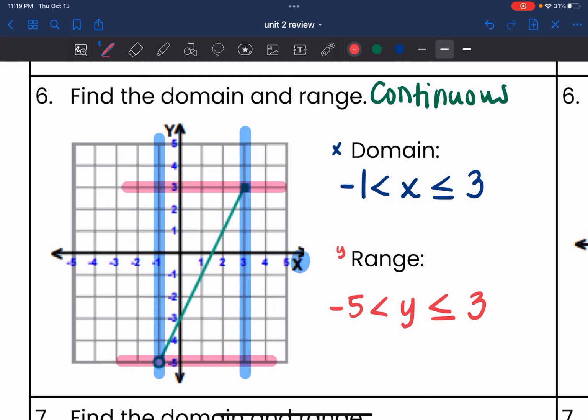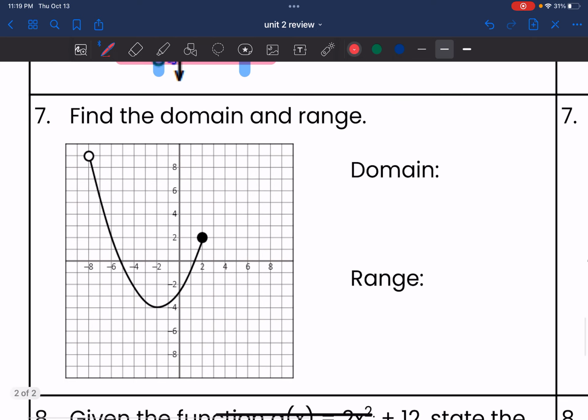Okay, let's look at another graph. Again, this one is continuous because it's connected. So for domain, we're going to look at our x-axis, which is this one that goes side to side. So we're going to look at the left side and the right side. Okay, so over on the left, it's starting at -8. That circle is open, so we'll have less than x. And it stops at +2, but this circle is colored in. So less than or equal to +2.